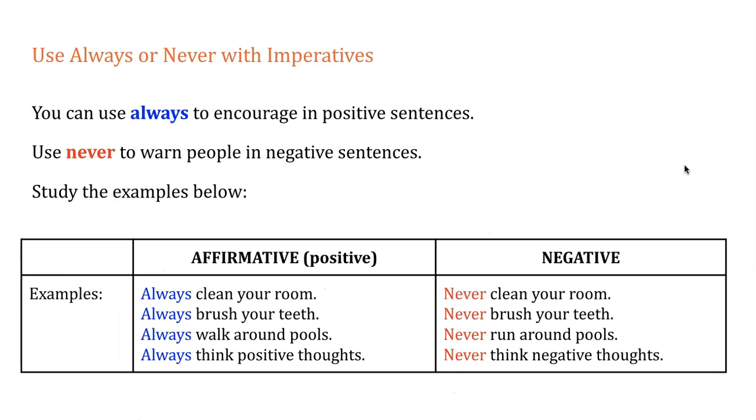Because remember, we are giving advice. We are encouraging people. We are warning people or giving instructions or directions. You can use always to encourage people in positive sentences, or you use never to warn people about dangerous situations in negative sentences. For example, you can say, always clean your room. Never clean your room. Always brush your teeth. Never brush your teeth.